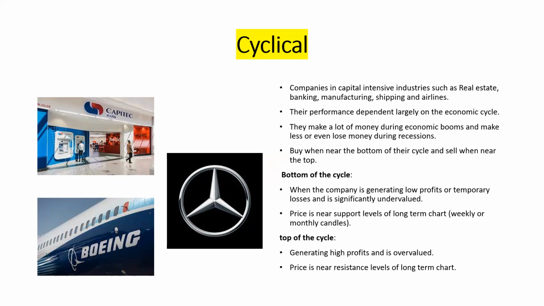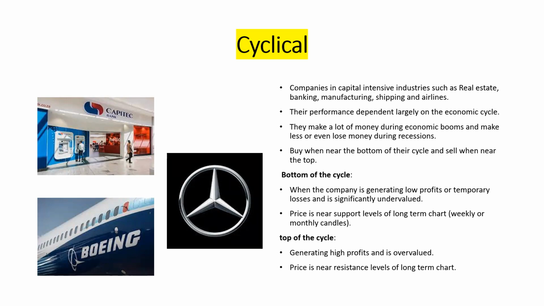So what do we do with these companies? We buy when they are near the bottom of their cycle and sell when they are near the top of the cycle. But you will ask, Mzamo, how do you know that these companies are at the bottom of the cycle? And how do we know that they're at the top of the cycle? Okay, let's start with when they're at the bottom of the cycle. How do we know? When the company is generating low profits or temporary losses and is significantly undervalued, and when the price is near support levels of long-term charts, either a weekly chart or monthly chart, we know that they are more or less at the bottom of the cycle and it is time to buy.